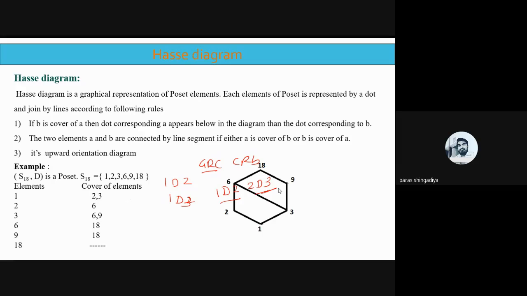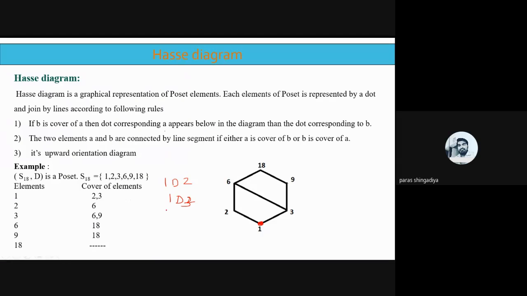Clear? So based on that, we'll define this Hasse diagram, and here the graph is given, the Hasse diagram of the given data (18, D). So the first entry is 1, so consider the dot of 1 here, and now apply the first rule. If B is a cover of A, 2 is the cover element of 1, then the dot corresponding to 1 appears below in the diagram, then the dot corresponding to 2.